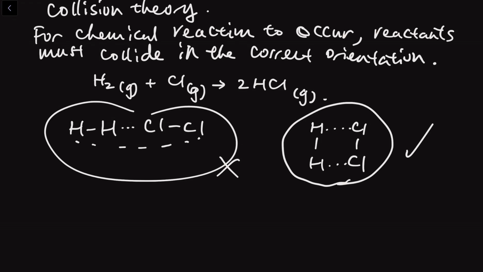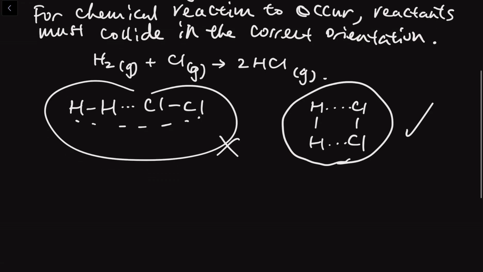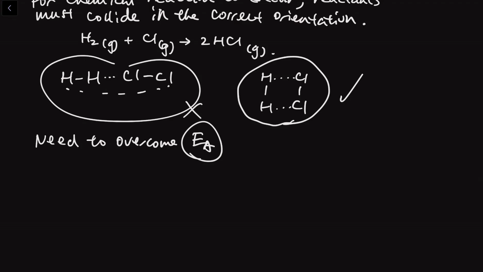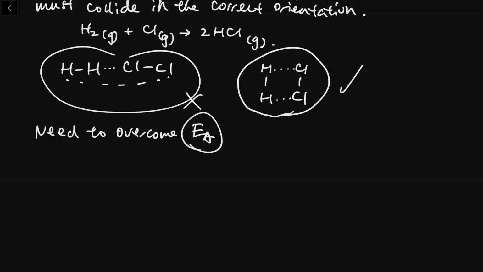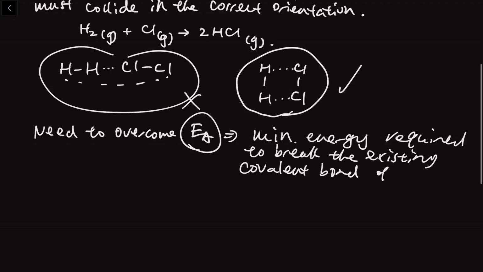Also, aside from having a correct orientation, we also need to overcome activation energy, which is commonly depicted as EA. So what is activation energy? It is the minimum amount of energy required to break the existing covalent bonds of the reactants. Since we are usually talking about reactions of gases, that's why we have covalent bonds.